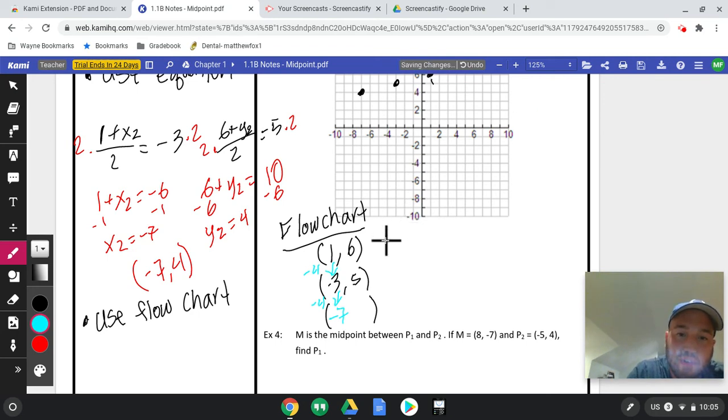Over here on the y value, to get from 6 to 5, it's going to subtract 1. So therefore, from 5 to the next one, it will also have to subtract 1. 5 minus 1 gives us 4. And that's the third way we can get -7, 4 as our value. All three of those give us the same exact answer. I don't care which of those three you use, as long as you are able to use one of them.